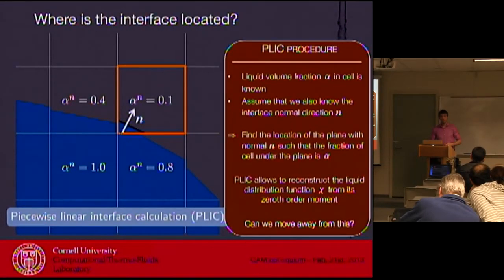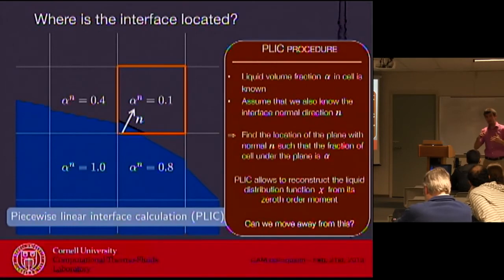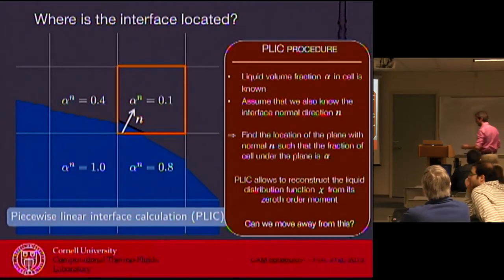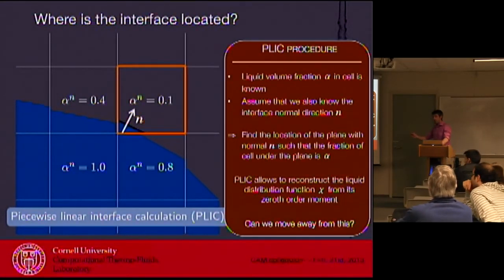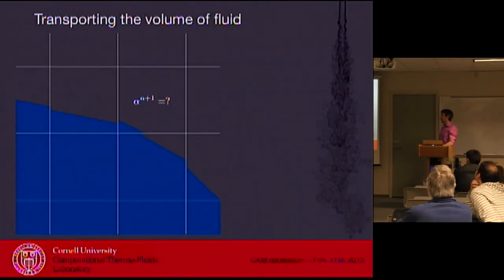Is this strategy constraining the cells that are small compared to the droplet size? Do you have to use cells that are small compared to the droplet size? Yes. The fact that we have a planar approximation of the interface means that we inherently have a second order error, so the smaller the cell, the better. But anyway, now we have an algorithm that takes us from alpha to an estimation of where the interface is located, and that's a second order process.